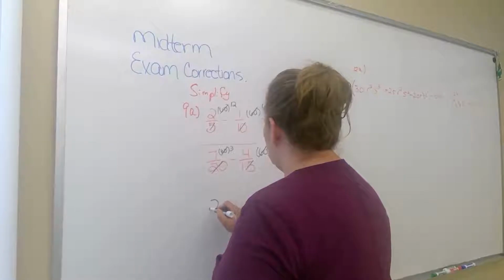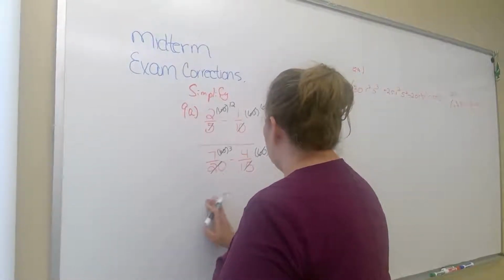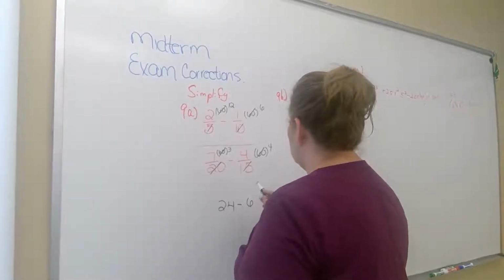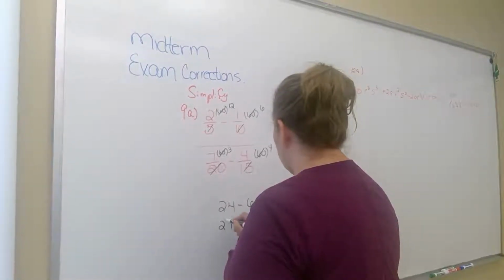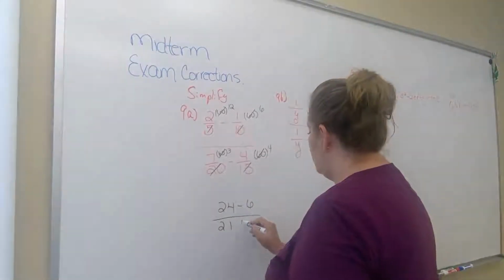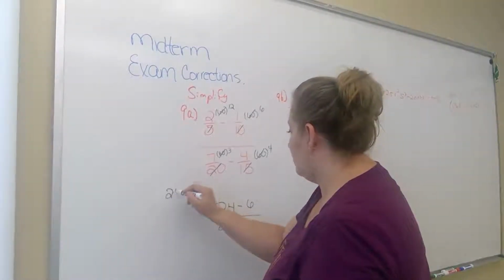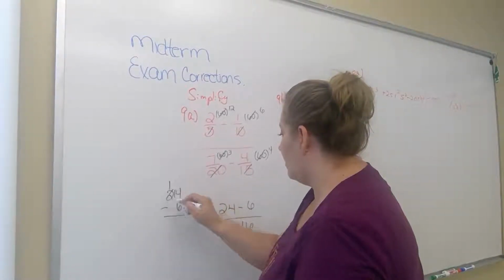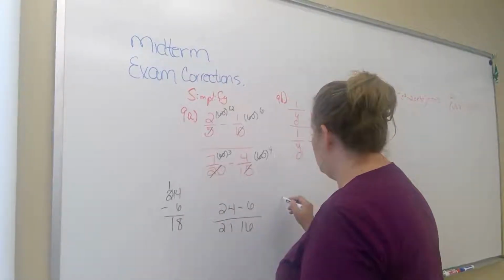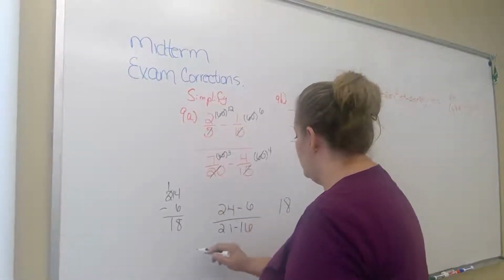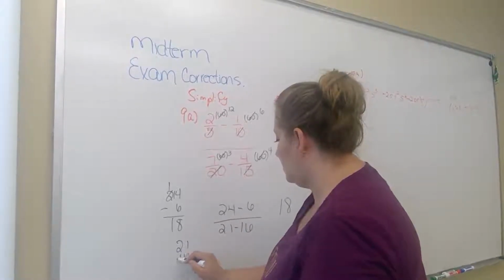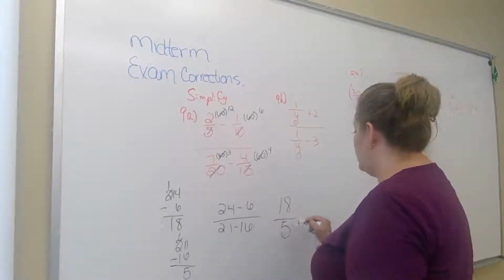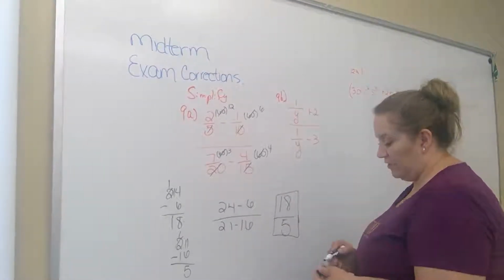we're going 2 times the 12 gives me 24. Minus 6. And then here we're left with 21 and 16. So 24 minus 6 gives me 18. And 21 minus 16 gives me 5. So that's my answer, 18 over 5, 18 fifths.